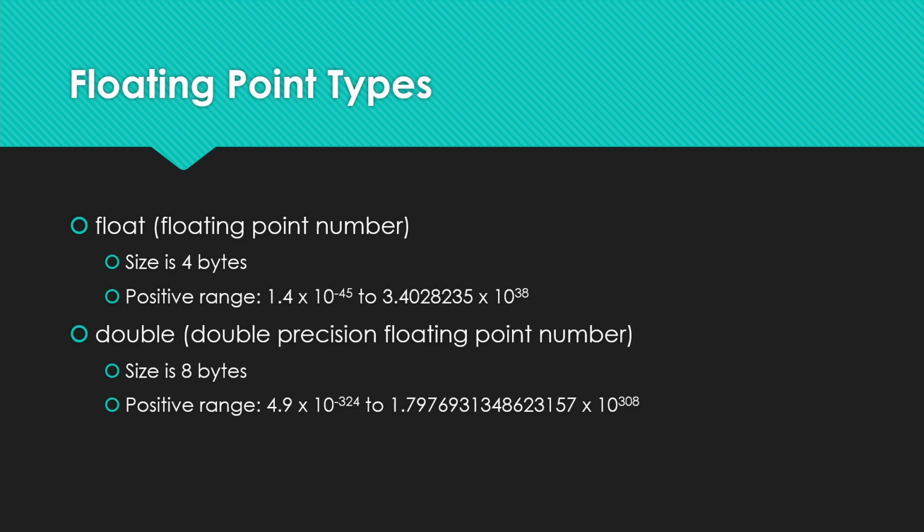The second type that we have is the double, which stands for double precision floating point number. So as you might expect, its size is 8 bytes, and its positive range goes from 4.9 times 10 to the minus 324th. So very, very, very small. To 1.7976931348623157 times 10 to the 308th. So as you can see, quite a large range of values available. And of course, there's a negative range that is similar.